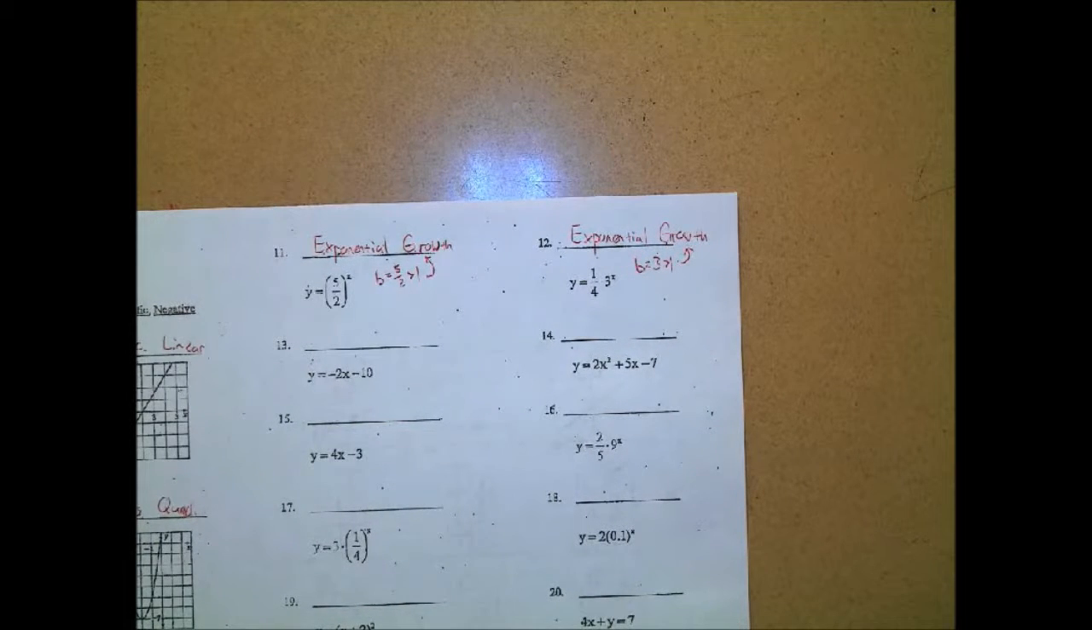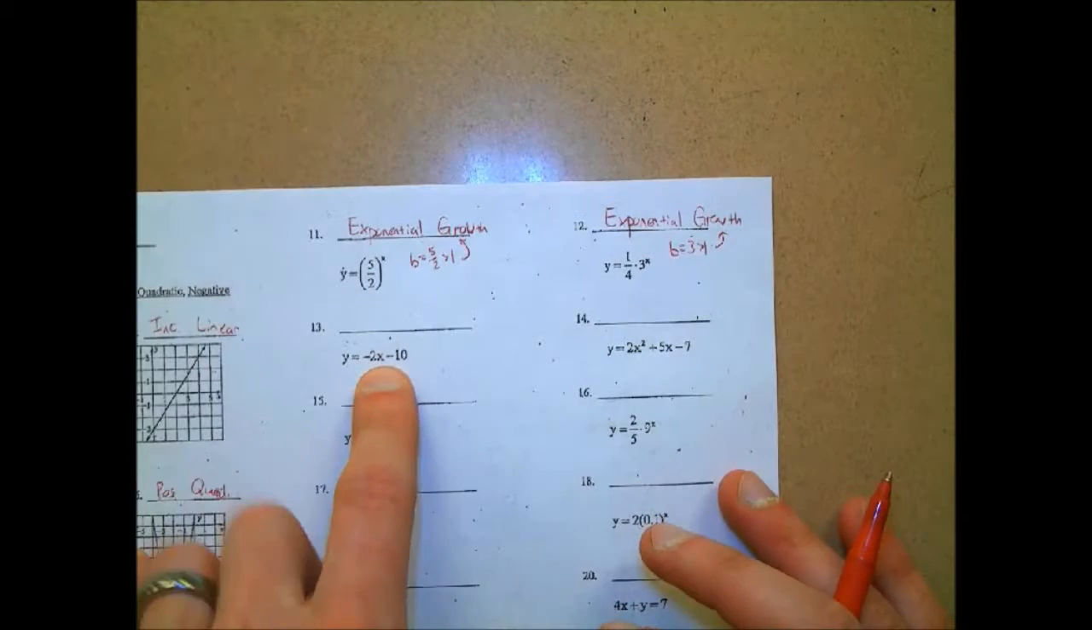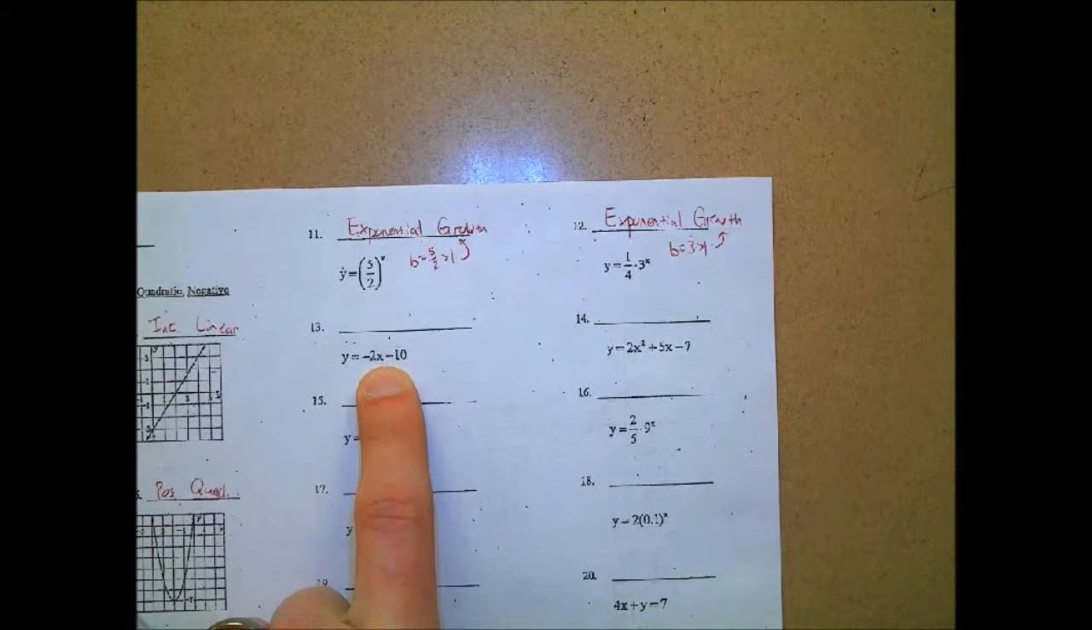All right, let's go to Brady. Brady, number 13. How about this one, Brady? I think it's quadratic. Okay, why quadratic? Or I know it's not linear. Well, you know it's not linear. Why? But it is linear.